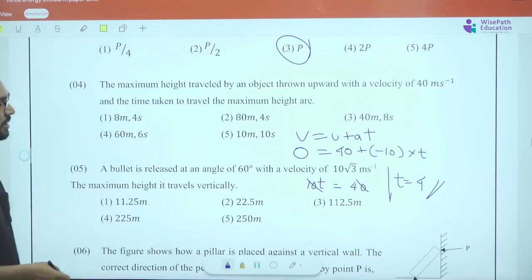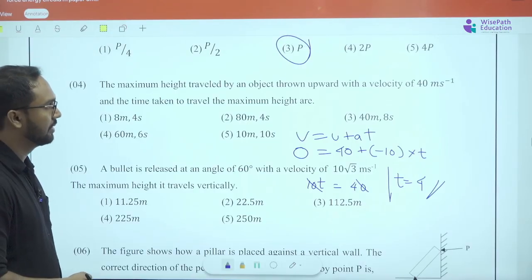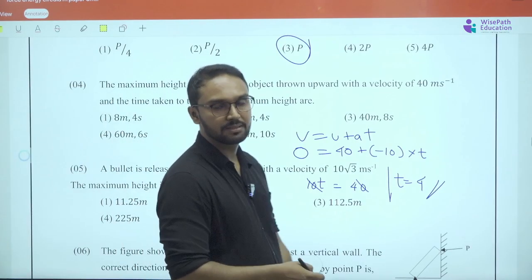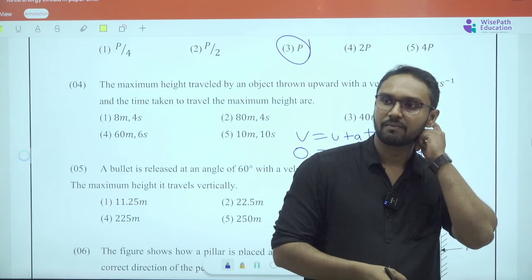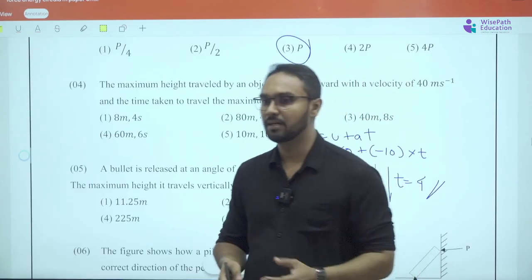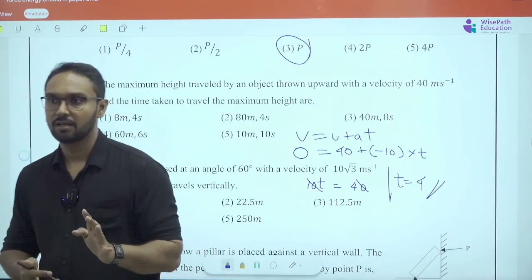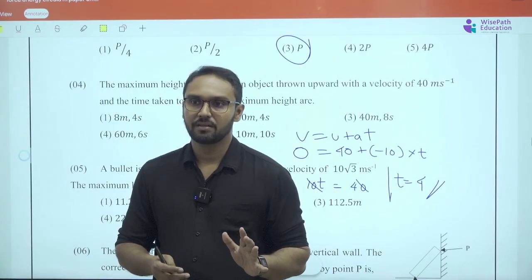So two of the answers have the 4 seconds. Then how do you find the height? What is the equation you apply? Something with the height, right? What are the equations that are there to find the height? Three of the equations were there. What were the equations?